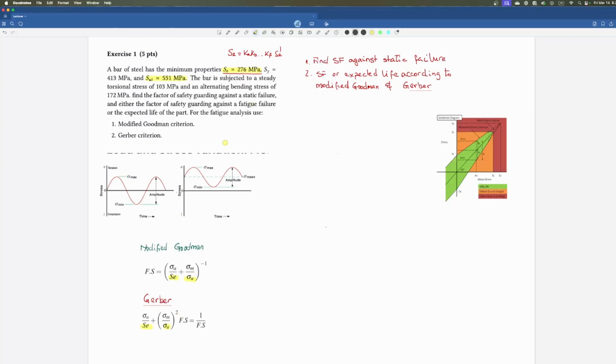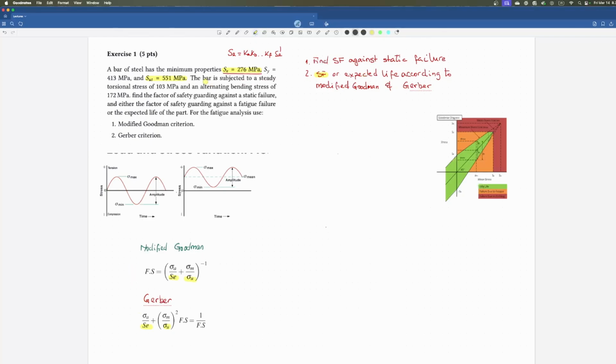Now, on purpose, I wrote down the equations here that are needed in case we need to calculate the safety factor. I didn't bring the formulas for expected life according to modified Goodman and Gerber, which are different. It's based on different curves. But I'll explain that also later. So now we have two pieces of data.